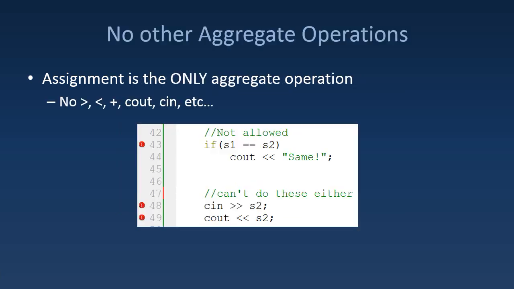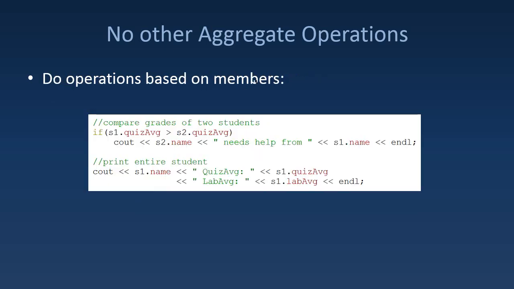Otherwise, there's basically no aggregate work we can do. I can't compare two students. I can't read in a student from the keyboard or print out a student automatically. Basically, anything I want to do, I need to do with members. So if I want to compare two students, I need to compare, say, their quiz averages or their names or something else. If I want to print out a student, I need to do either print out just their name or print out piece by piece their name, their quiz average, their lab average. But everything has to happen kind of piecemeal with those individual members.